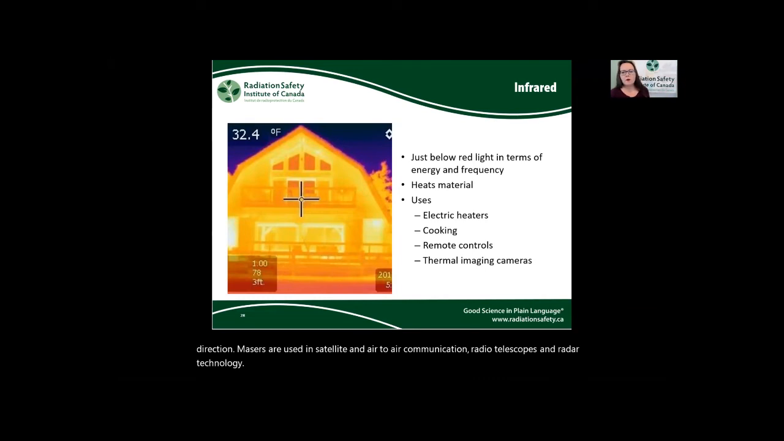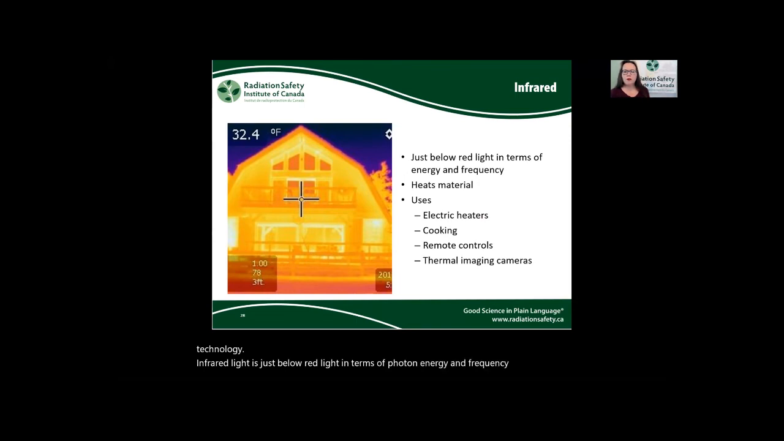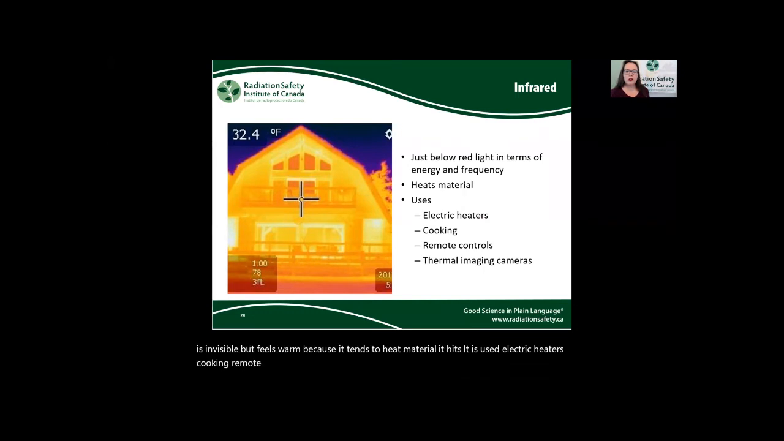Infrared light is just below red light in terms of photon energy and frequency. Infrared radiation is invisible, but feels warm because it tends to heat material it hits. It is used in electric heaters, cooking, remote controls, and thermal imaging cameras. These cameras detect the thermal energy radiated from objects in the form of infrared.